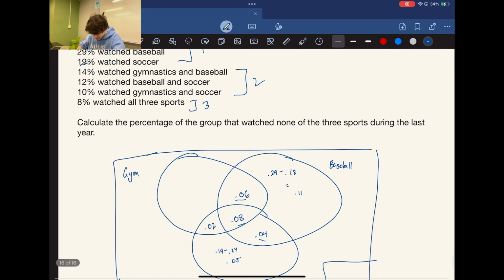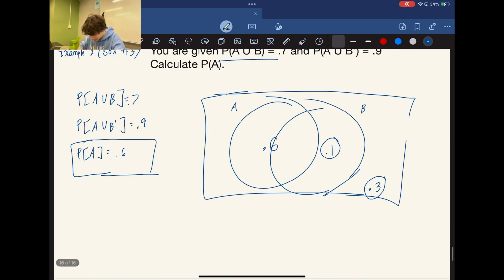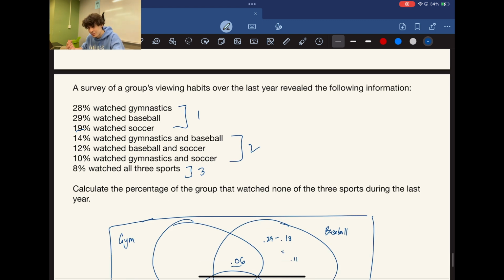And then finally, I don't know why it keeps doing that. That's pretty annoying. It keeps scrolling up to last week's video.